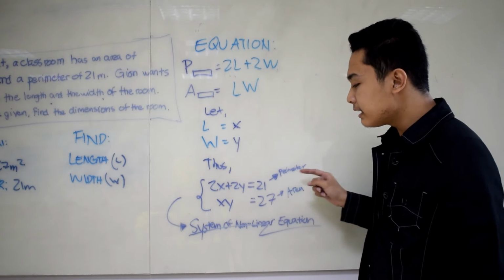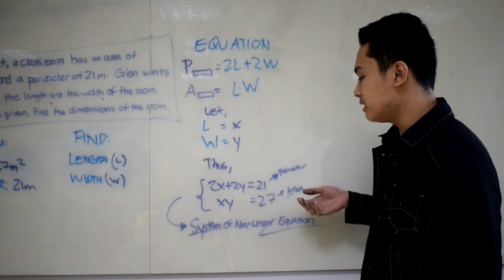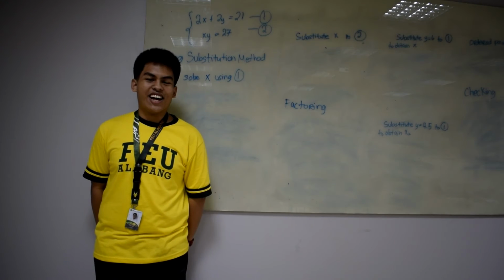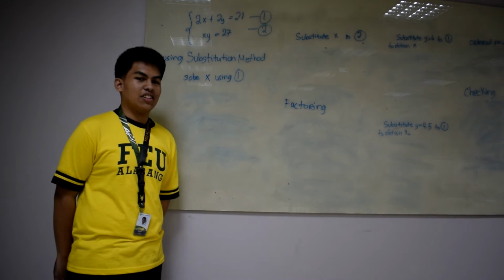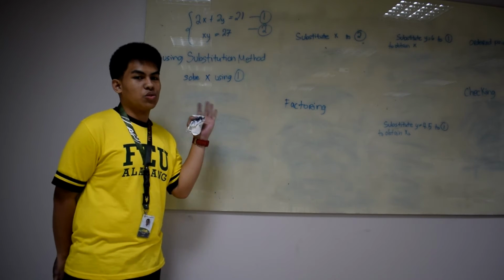We can see that this is a system of nonlinear equations because the first equation is a linear equation while the other one is not. We have the nonlinear equation to solve the said classroom. We can now use the substitution method to solve the equations. We use this method because it is the optimal method to use in this problem.